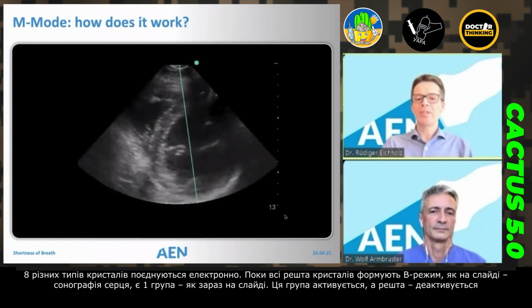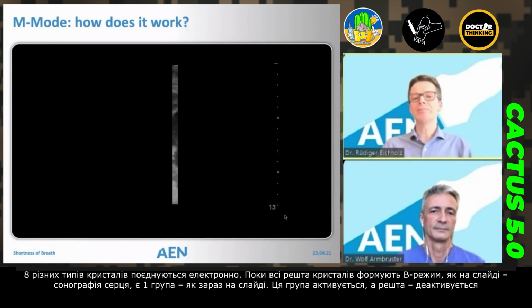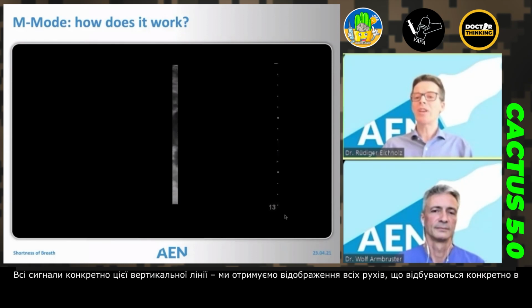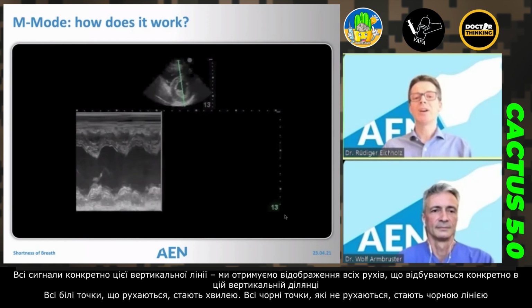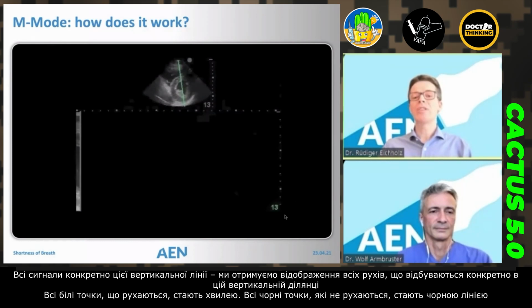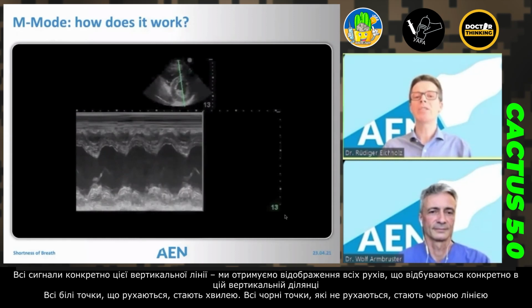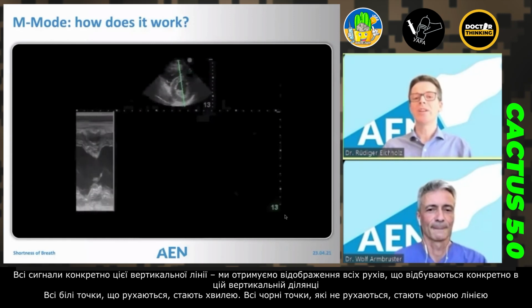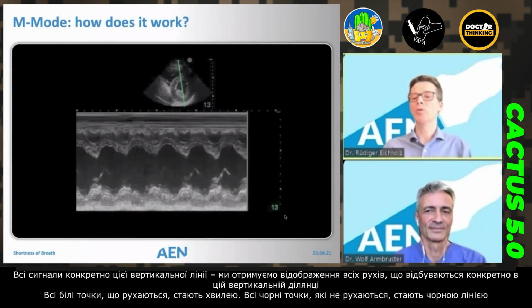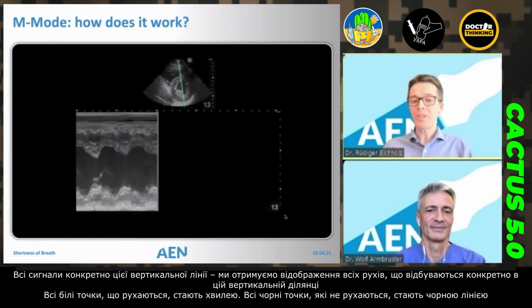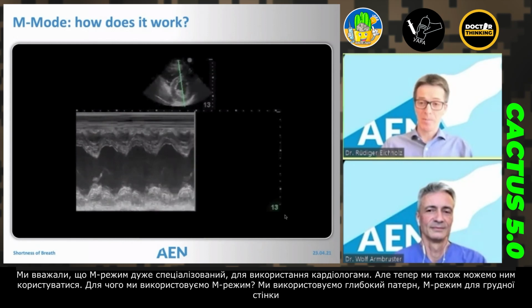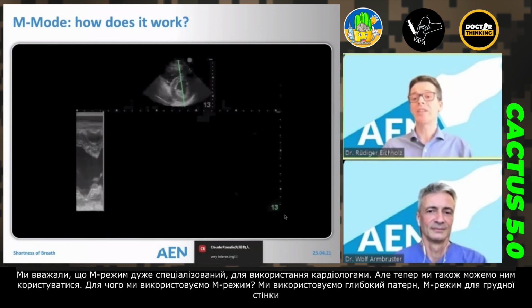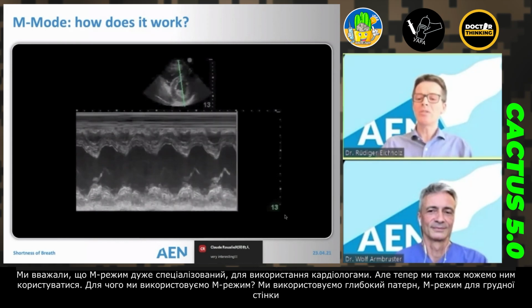there is one group, for instance this one here, and this group is activated and the rest of the group is deactivated. And all the signals from this particular vertical line give an ECG-like pattern. We get all the motions that are on this particular vertical line. So every white dot that moves will get curvy, and every black dot, for instance, that's not going to move will result in a black line. And now we used to understand M mode as a very specialized working mode of the machine that only cardiologists use, but no, it's different now. We also can use it.